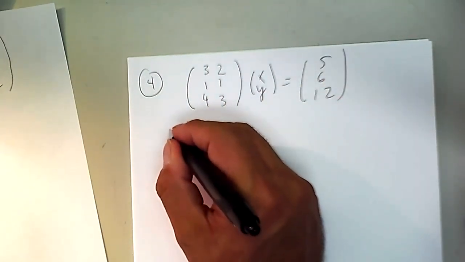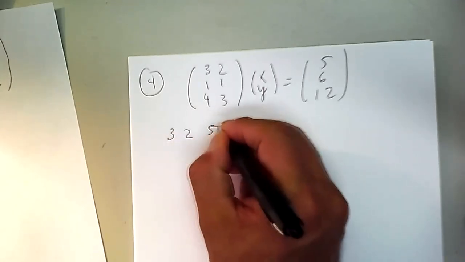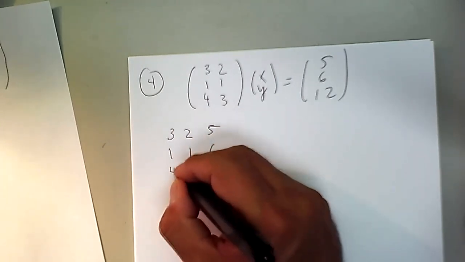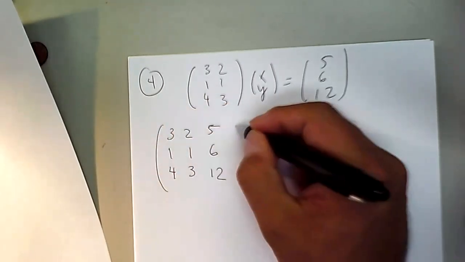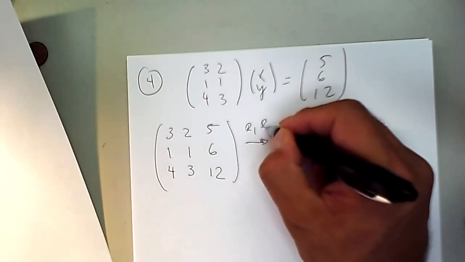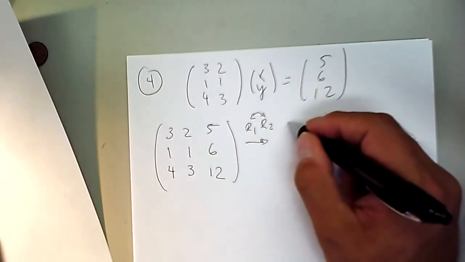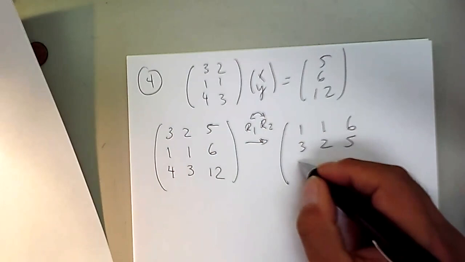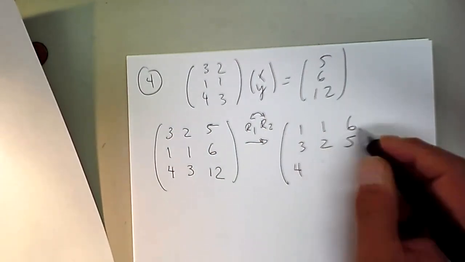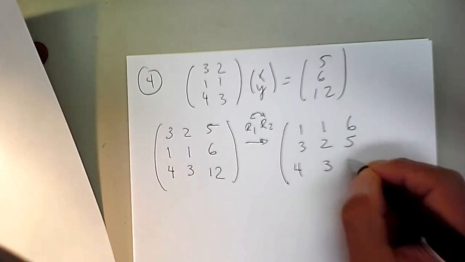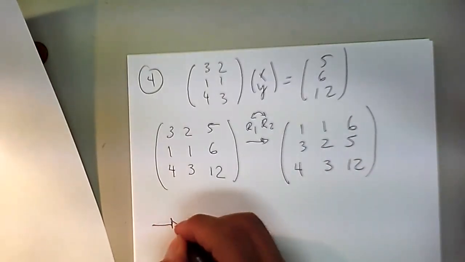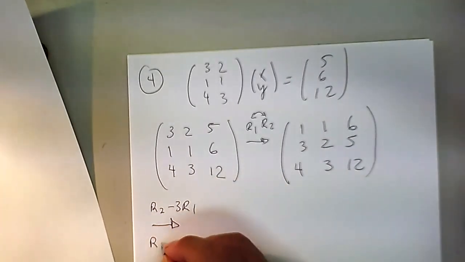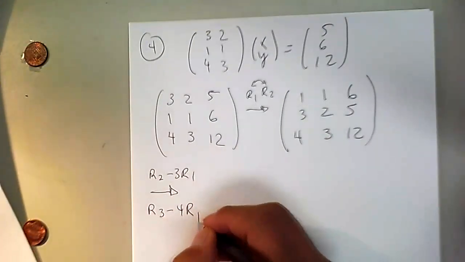Okay, let's do the augmented matrix. 3, 2, 5, 1, 1, 6, 4, 3, 12. Switch row 1 and row 2. So we have 1, 1, 6, 3, 2, 5. I guess there is value in doing the augmented matrix because I can keep track of everything. 4, 3, 12. Then let's do row 2 minus 3 times row 1, row 3 minus 4 times row 1.